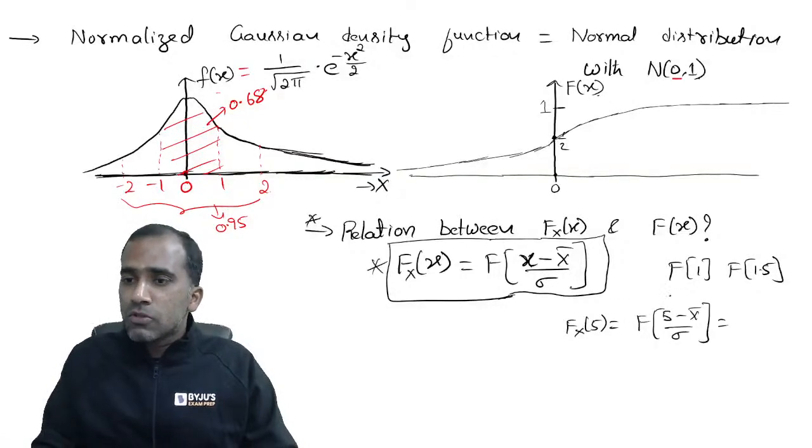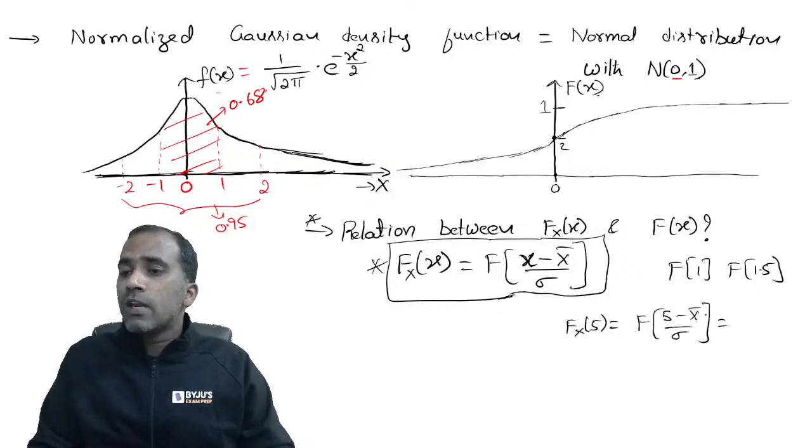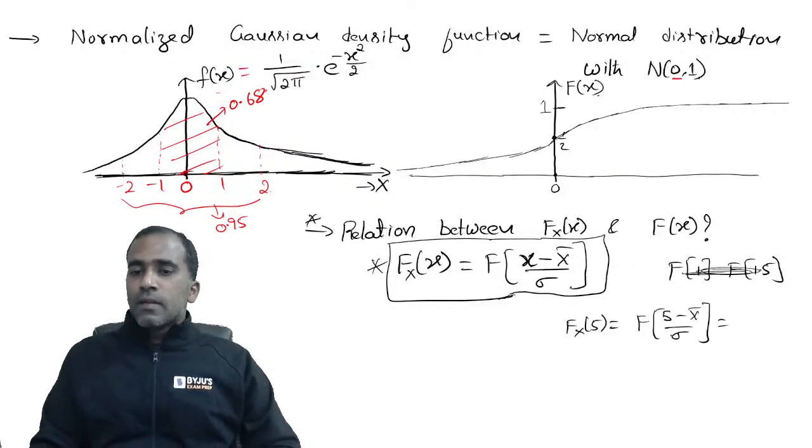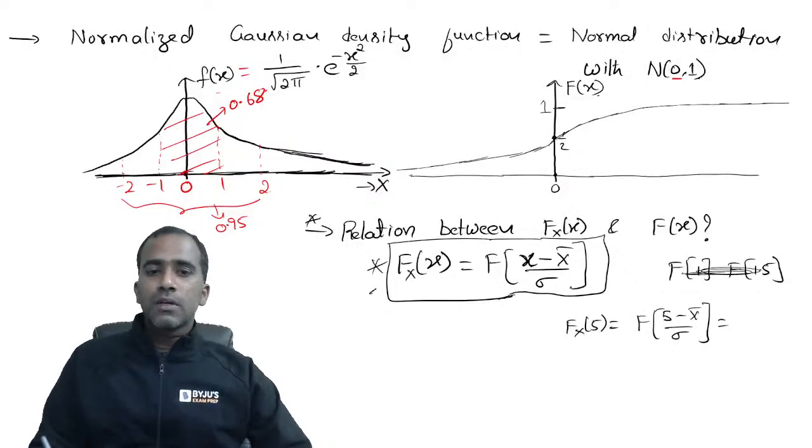Even in the exam, if they are talking about some Gaussian distribution and if they want some numerical answer, they'll give you these F values or Q values. Okay, fine. So this is a very important relation, right?